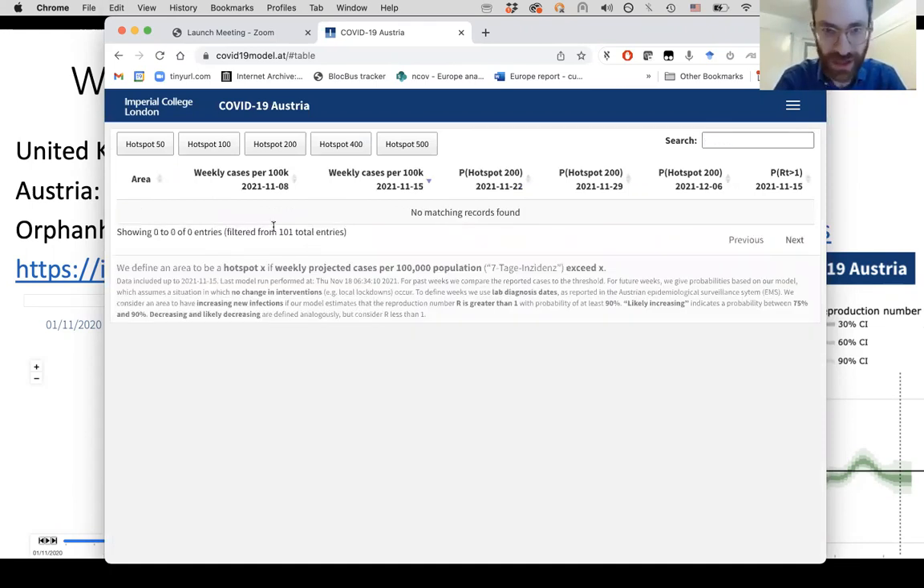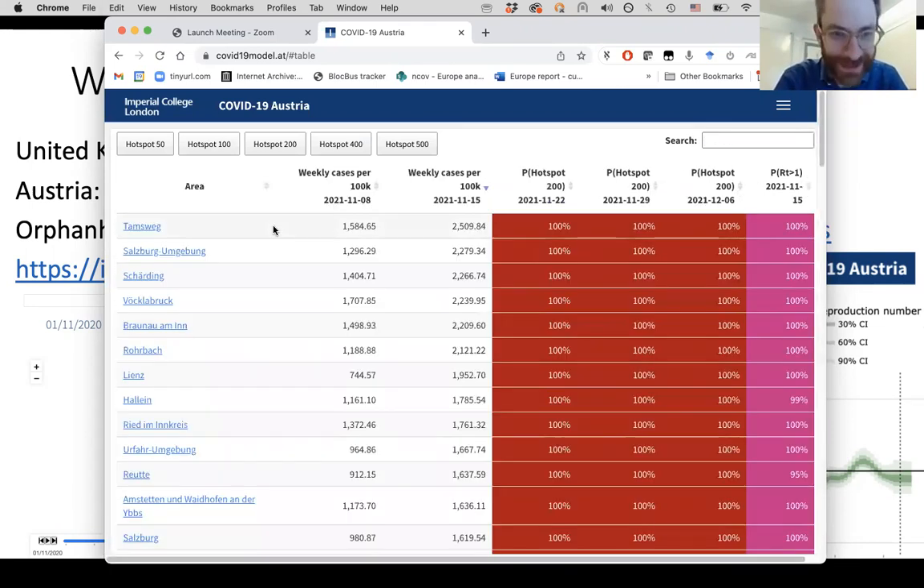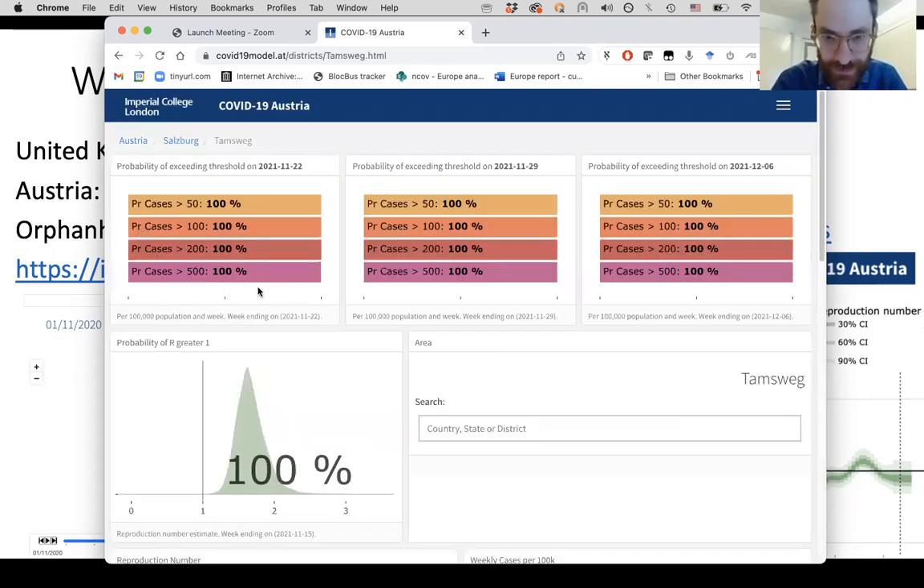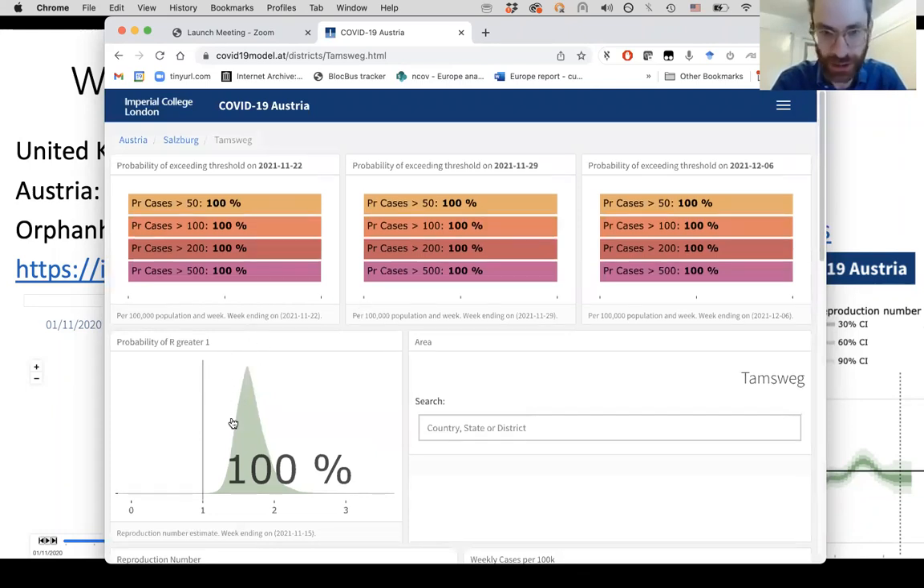Oh, what state is Vienna in? I don't know. Okay, well, let's just pick a hotspot. Here's the worst hit place, I believe. Probability that R, the effective reproduction number, the time-varying reproduction number R, is greater than 1 is 100%.